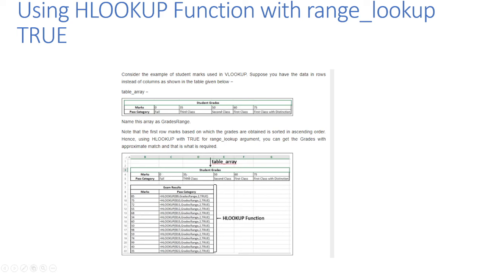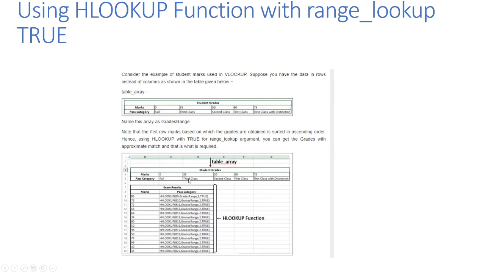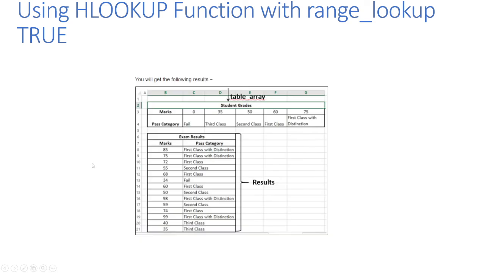for 0, then this one is 35, that means what we have here is greater than 0 but it should be lesser than 35. And for 35, that should be greater or equal to 35 but lesser than 50, because 50 is on the next column or next value, and so on and so forth. So you will get the following results, similar to the VLOOKUP.